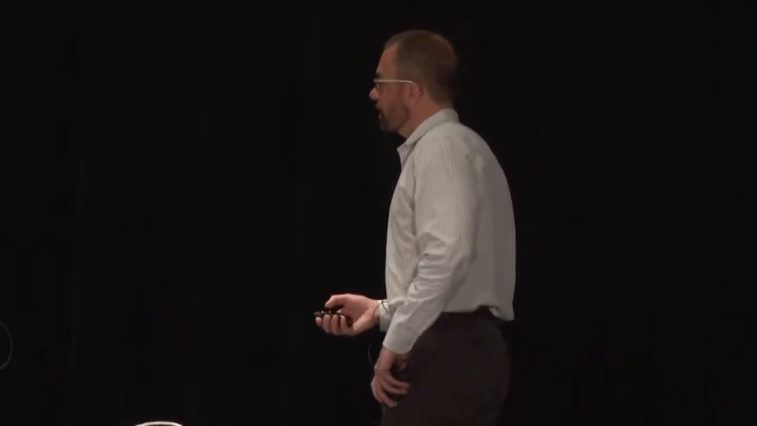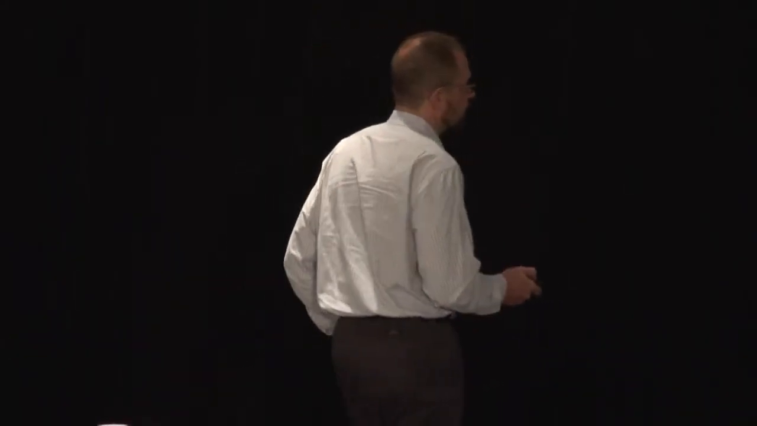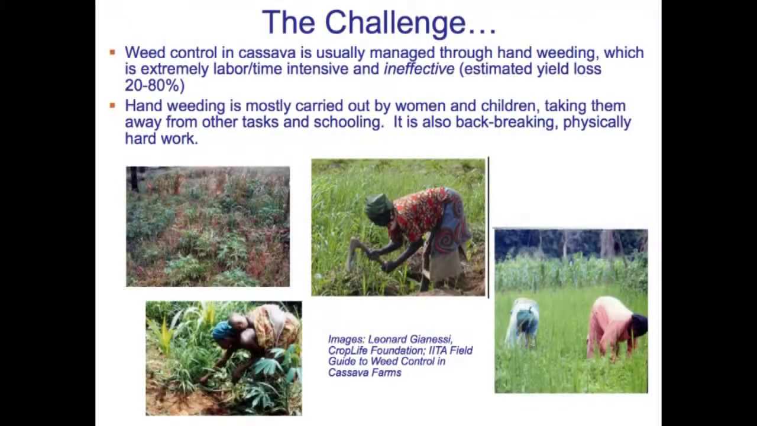And so the reason for undertaking this project is that weeds in Africa, and particularly in cassava, cause huge yield loss. So the idea is to increase productivity, but also weeding is carried out in large part by women and children, spending a lot of their time taking care of the cassava fields, not going to school, not being able to perform other duties. So we're launching that project now.